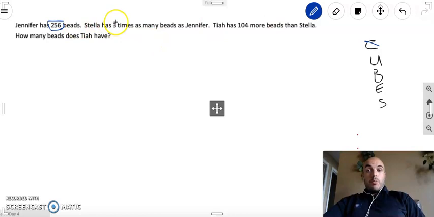We left off on circling important numbers. So I have my 3 here, my 104 here. Great. Now let's underline important keywords and phrases or clue words.